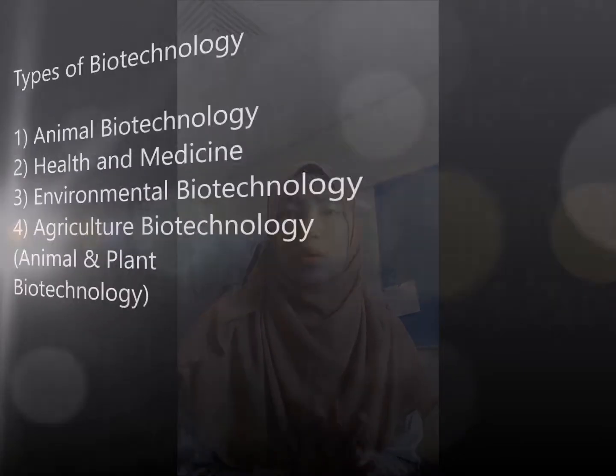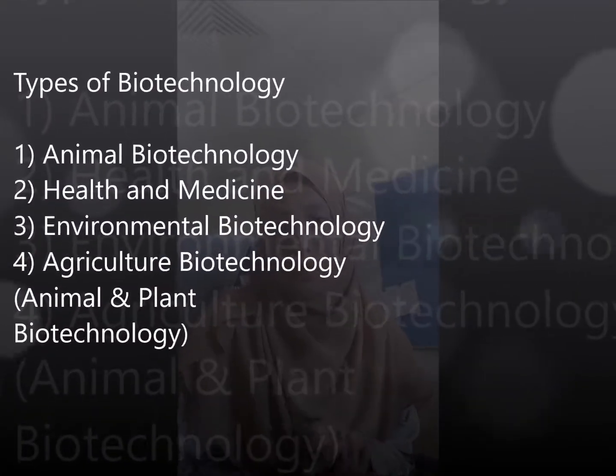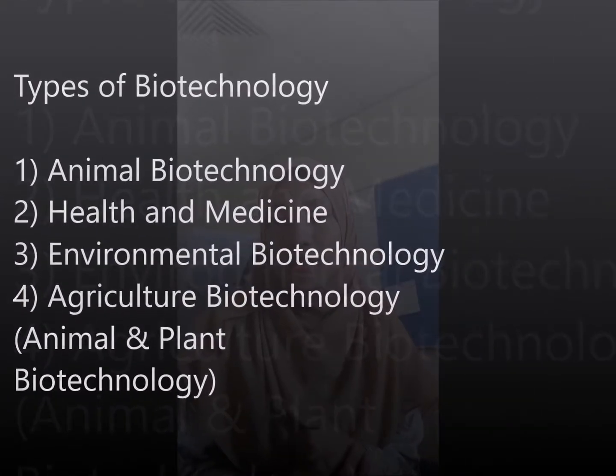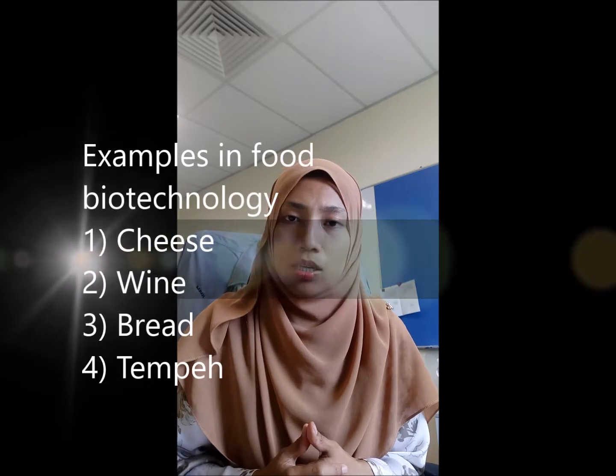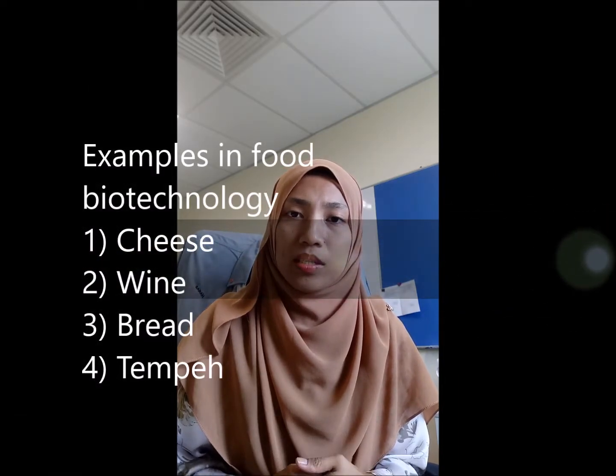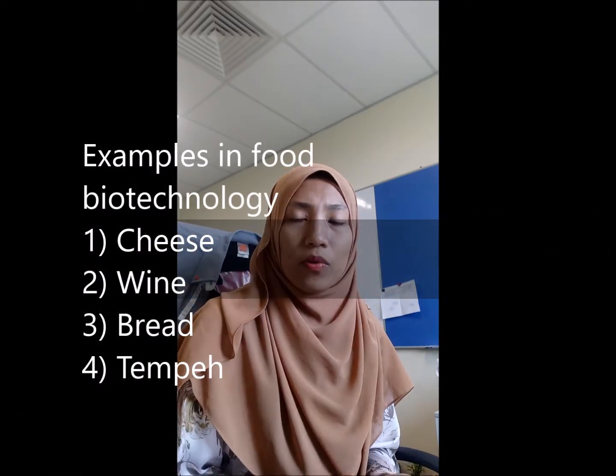There are several types of biotechnology, such as food biotechnology, animal biotechnology, environmental biotechnology, and health and medicine biotechnology, among the rest. So we have several others. In food biotechnology, the examples are the making of bread, wine, cheese, tempeh, and some other types of food that involve fermentation. We can see that it has been a long time that we have been using fermentation to make food.